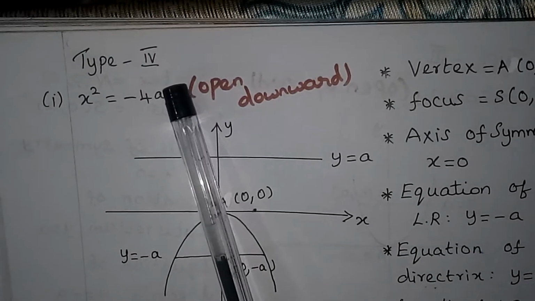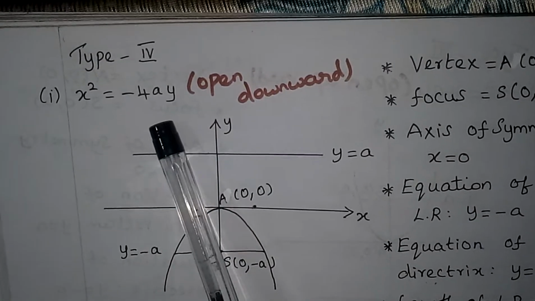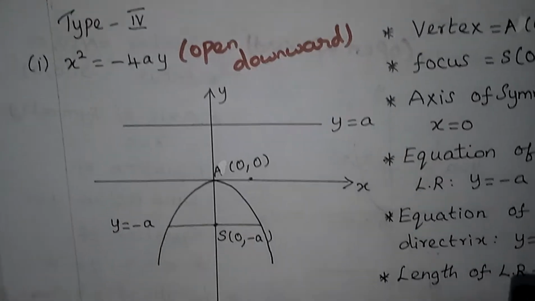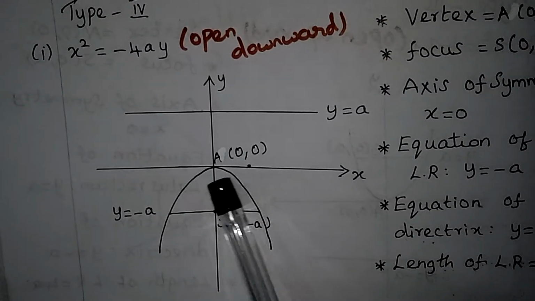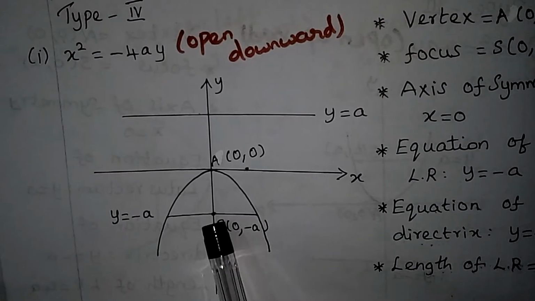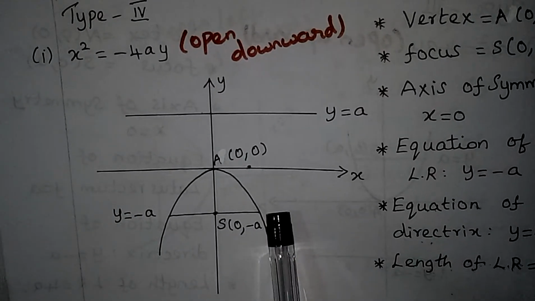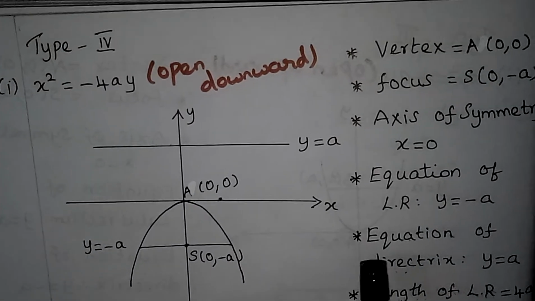Now the fourth type, x square equal to minus 4ay. The parabola is open downward. So the diagram will be like this. X-axis, y-axis, the parabola is open downward. Here we have the focus, it is 0, minus a. Draw a perpendicular to this. And next you can write everything.